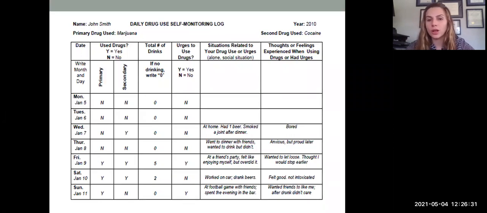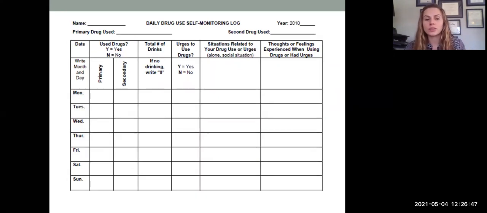Here's another example of a log to get some of that baseline data, where you're looking at, did they use, what was the urge? Was it there or not? What was the situation or the trigger related to it? And then what was the thought and the feeling that's connected to that trigger, right? So here's a blank one.